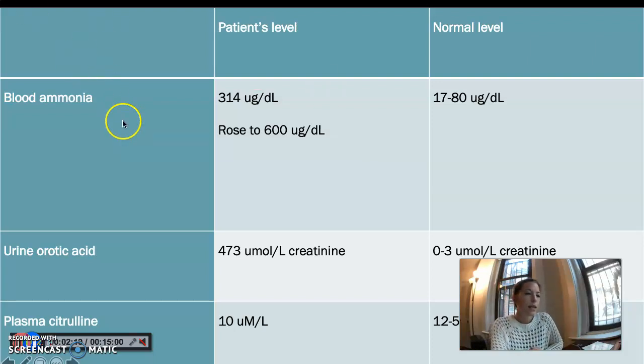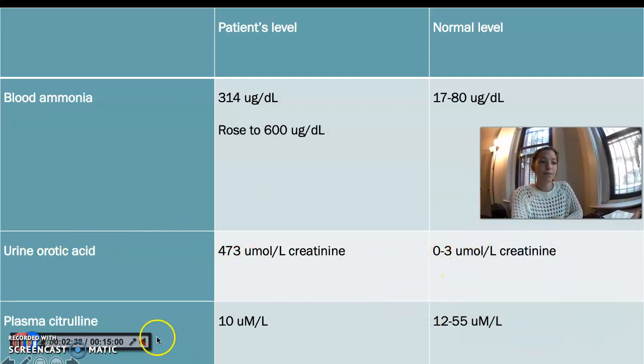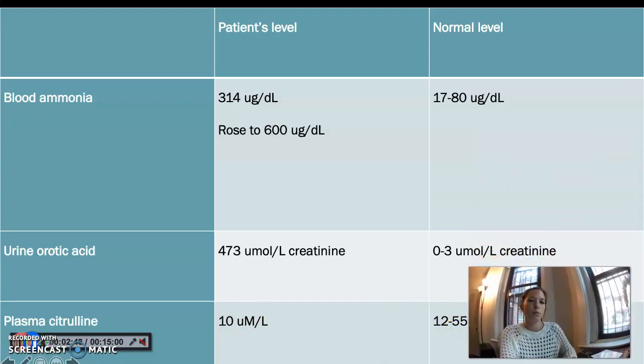So you see a normal level of blood ammonia is about 17 to 80. The patient was initially born with a level of 314, and that even rose up to 600. They also had a urine orotic acid level of 473, while the normal level is 0 to 3. And then lastly, for citrulline, the baby was born with a level of 10, and normal is 12 to 55. So that is considered normal. It's the low end of normal, but that's a normal citrulline level.